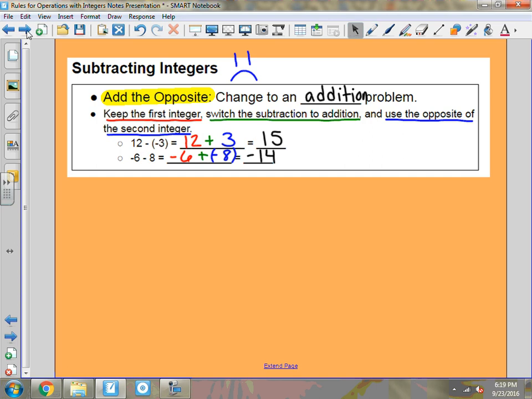Another thing to think about, and you guys can write this off to the side, is that when you were little and you learned 5 minus 2 equals 3, what you were really learning way back in elementary school was that 5 plus a negative 2 equals 3.